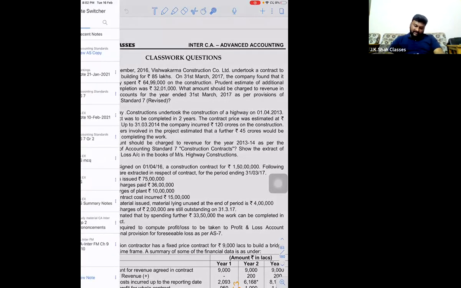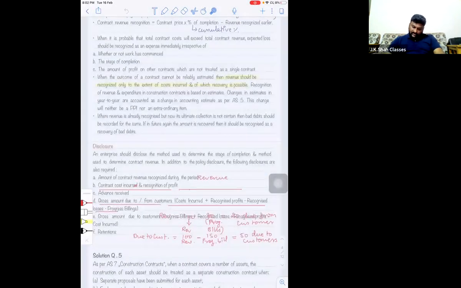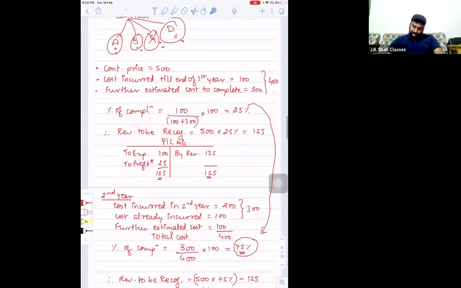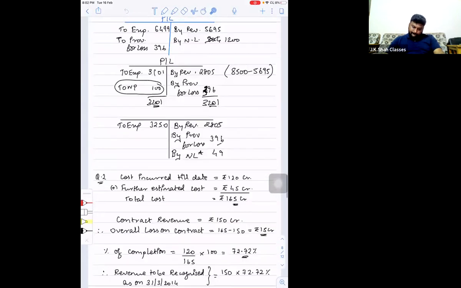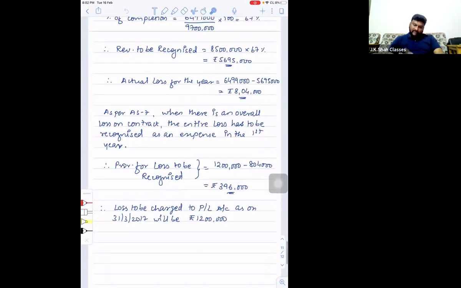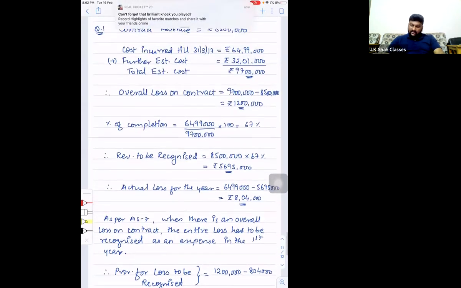Everything step by step we will show and calculate. Right? So let us start with the solution. So I'll solve it again. I already solved it in the morning batch. I'll solve it again, no problem. Question number 1.